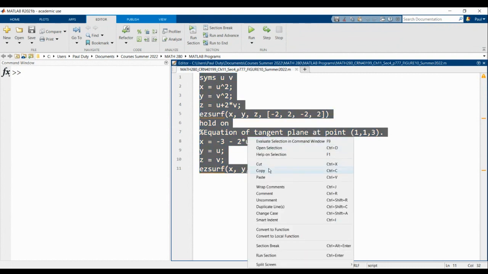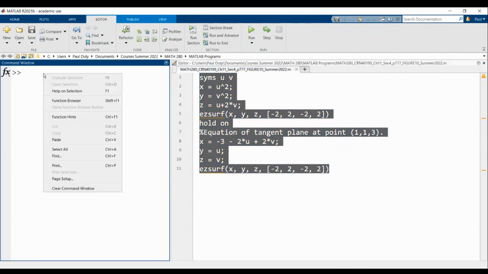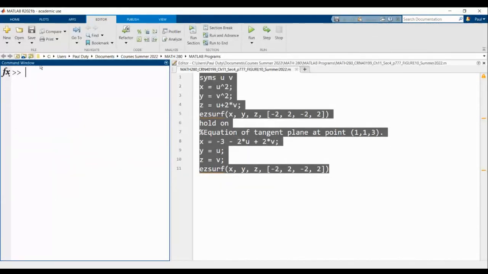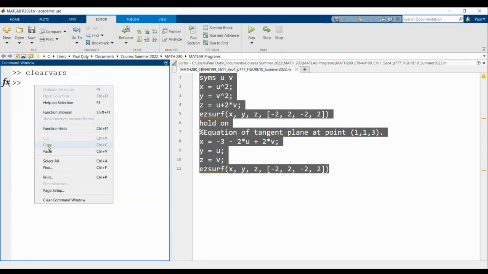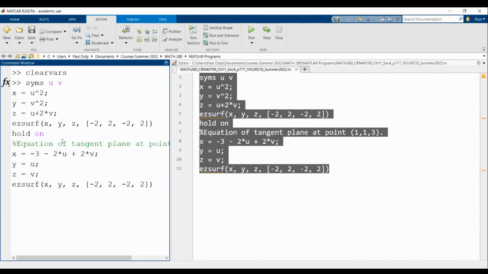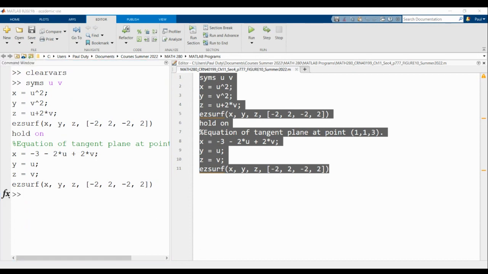All right. I'm going to copy the code and paste it on the command line. I might do clear variables first, just to clear out all old variables. Then I'll paste it on there. By the way, I'm letting the u parameter go from -2 to 2, and the v parameter go from -2 to 2. Okay, and you should get a graph. It ran. So let's get the graph up.